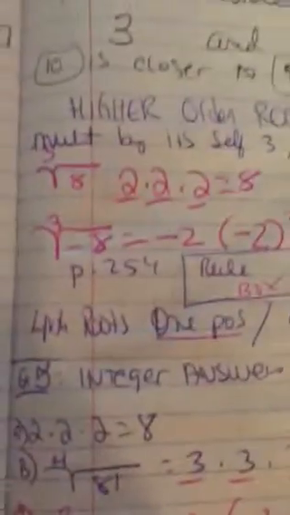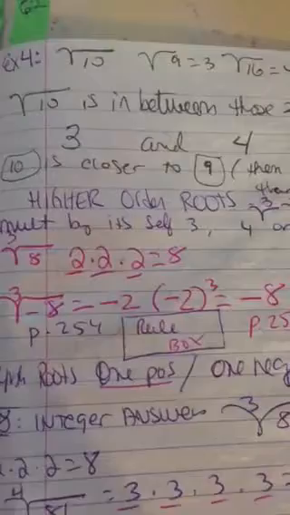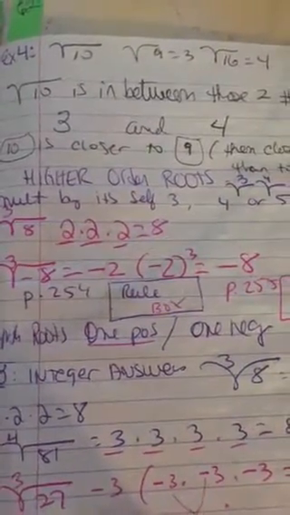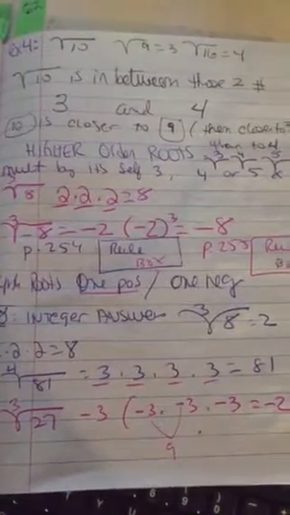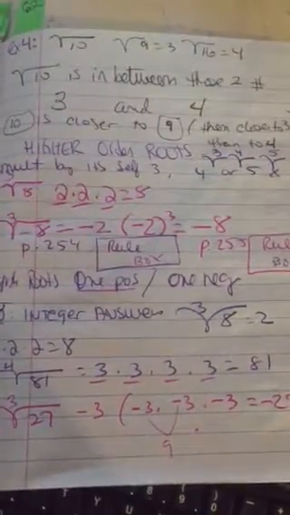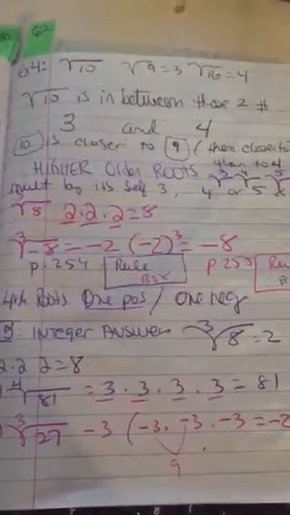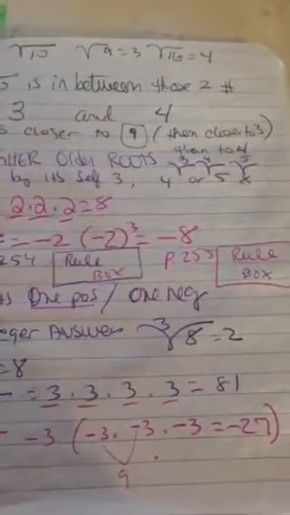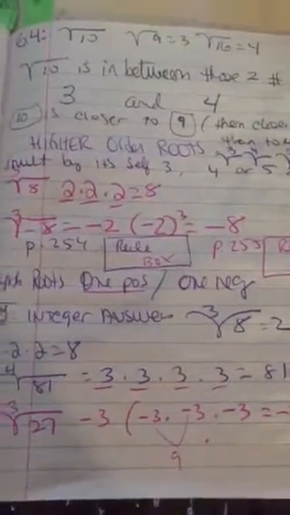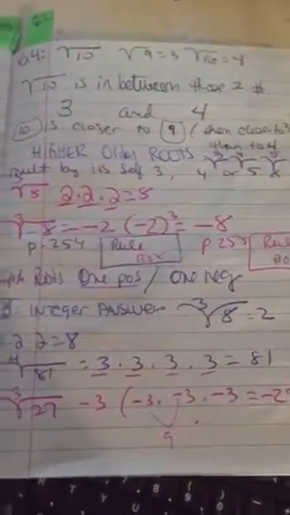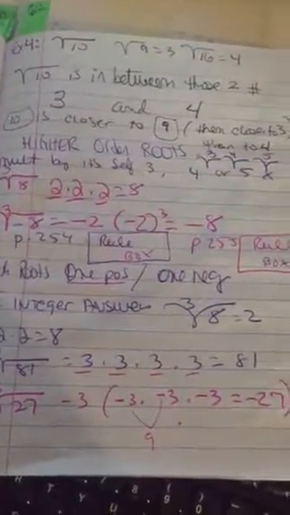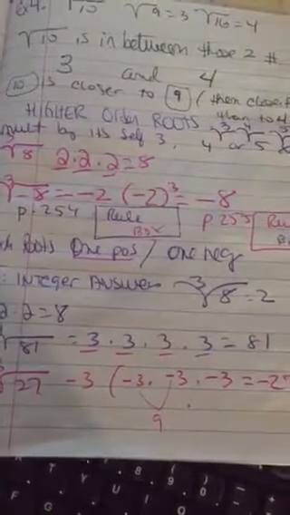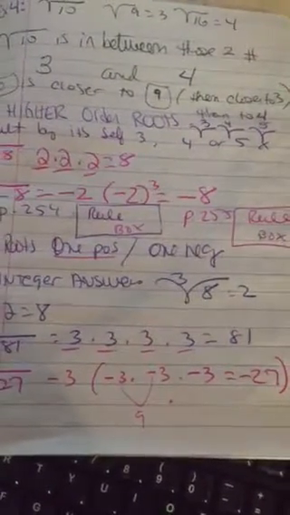Okay, now on example 4, we've got the square root of 10, the square root of 9, and the square root of 16. The square root of 10 is between those two numbers, 3 and 4. 10 is closer to 9 than it is to 16. These are higher ordered roots. They're not squared by 2. They're 3, 4, 5, and above. So these are the higher ordered roots. And you still multiply it by itself, however many times, of the higher ordered number.